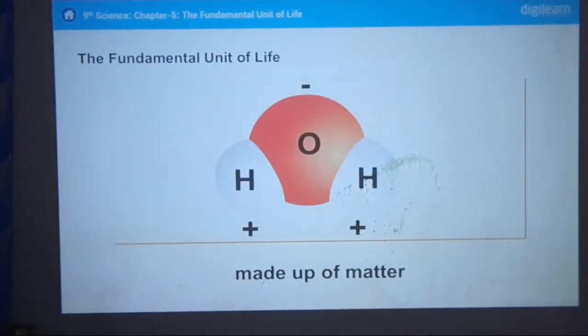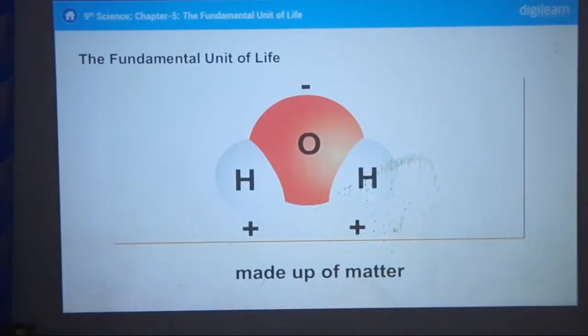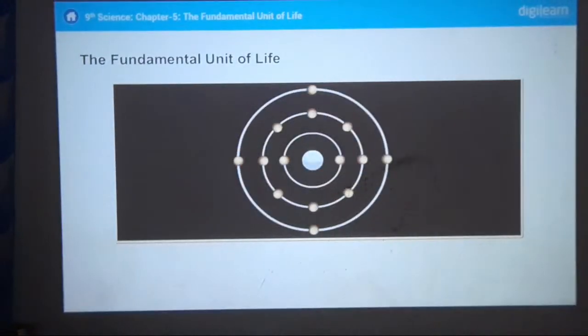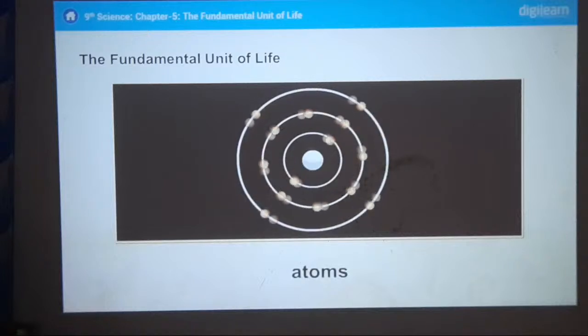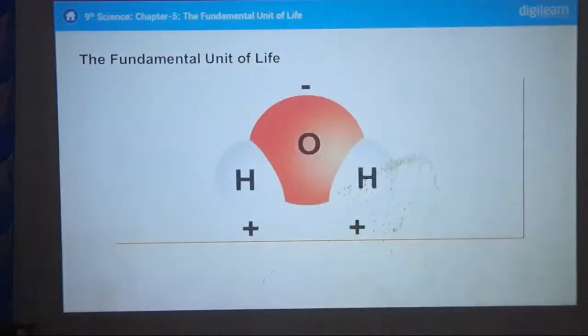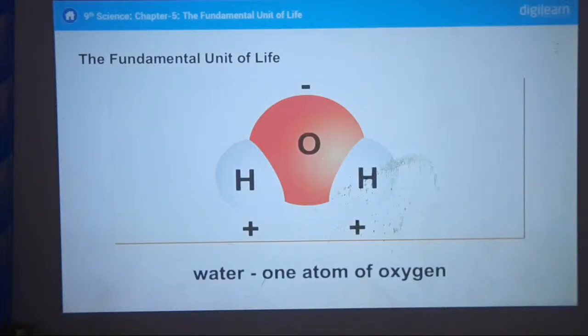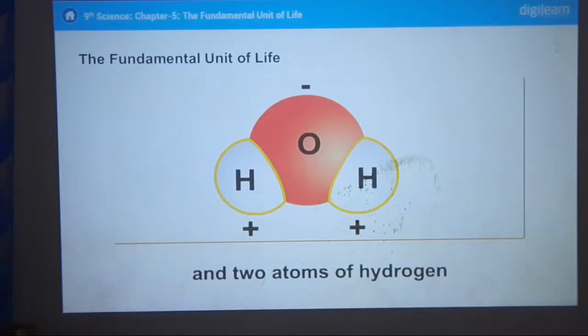It is made up of very small particles called molecules. Molecules, in turn, are made up of much more minute particles known as atoms. Both living and non-living things are made up of numerous molecules and atoms. Molecules of any substance are arranged in a definite pattern. Example, water has one atom of oxygen to which are attached two hydrogen atoms. Hence, the molecular formula of water is H2O.